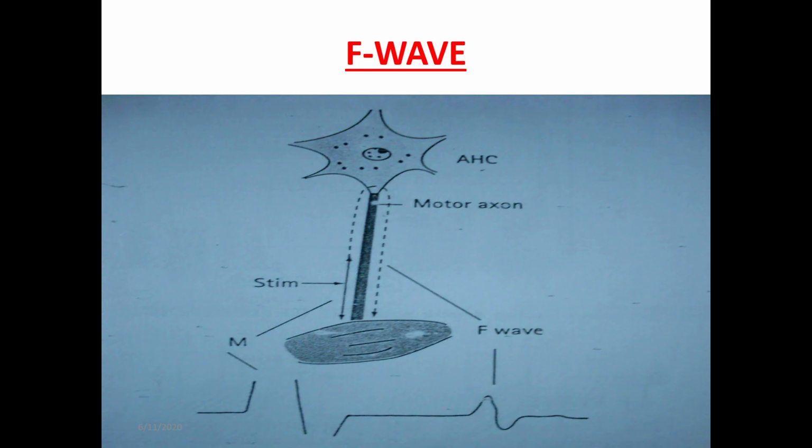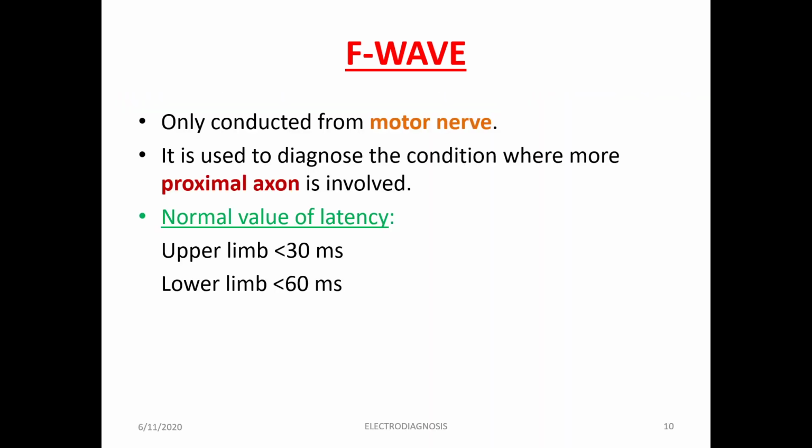Clear? Now, the F wave is only for motor nerves, obviously, because if you stimulate a sensory nerve, the impulse will be able to travel further proximally. Why? Because in that case the synapse is arranged in such a way that the pre-synaptic membrane will be distal and the post-synaptic membrane will be proximal. So it is only conducted from motor nerves. Here it will be useful for proximal axon abnormality, that is nothing but radiculopathy.